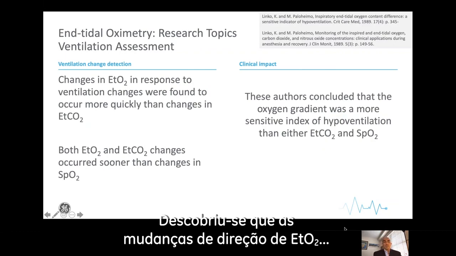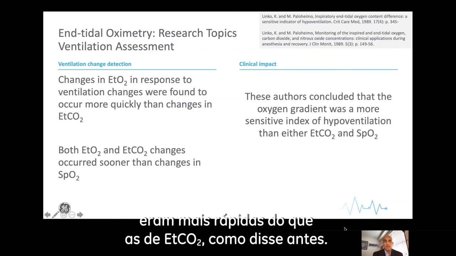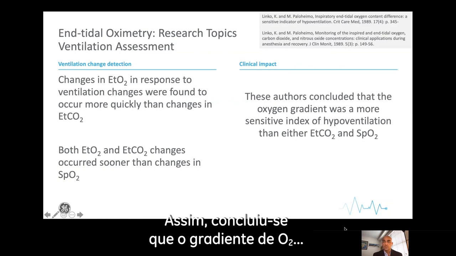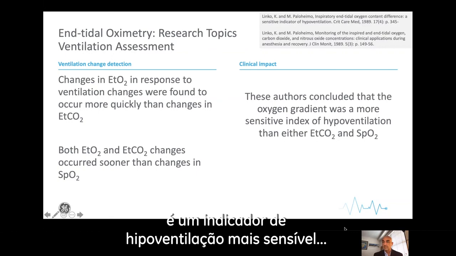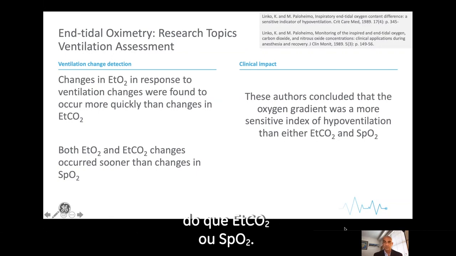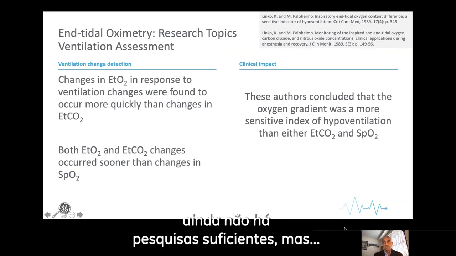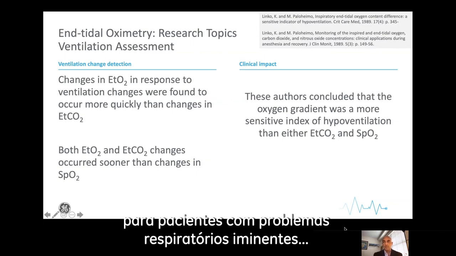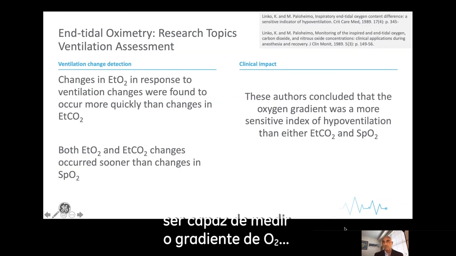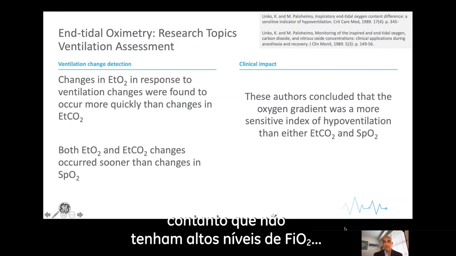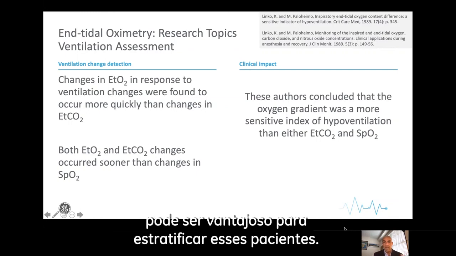With regard to the change in direction, the change in end-tidal oxygen was found to be quicker than end-tidal CO2, as I said before, so the oxygen gradient was summarized or concluded to be a more sensitive indicator of hypoventilation than either end-tidal CO2 or SpO2. Potential applications: there hasn't been any research on this, but for people with impending respiratory issues, being able to monitor the oxygen gradient, provided they're not on high levels of FiO2, can potentially be advantageous to further risk stratify these patients.